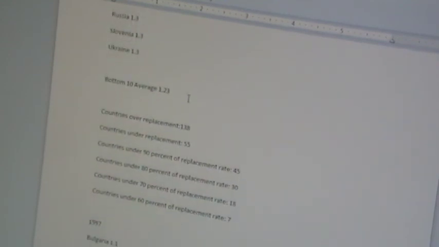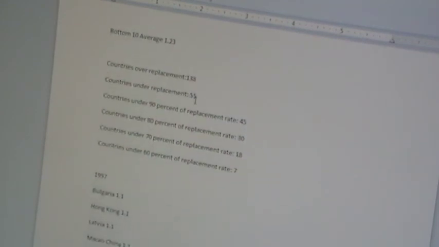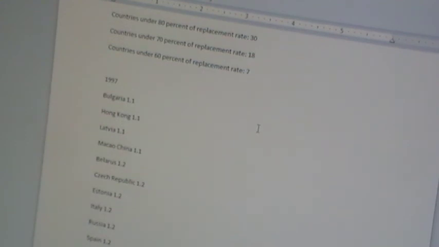The bottom 10 average continues to drop, though. It's now 1.23. Now there's only 138 countries over replacement. 55 are under replacement. Now it's starting to become more of a significant factor. Countries under 90% of replacement, 45, 80% 30, 70% 8, 60% 7 now. Okay? Again, here we go. 97, Bulgaria, Hong Kong, Latvia, okay, China, Belarus, Czech Republic, Estonia, Italy for some reason, Spain, and Western European countries also are there.